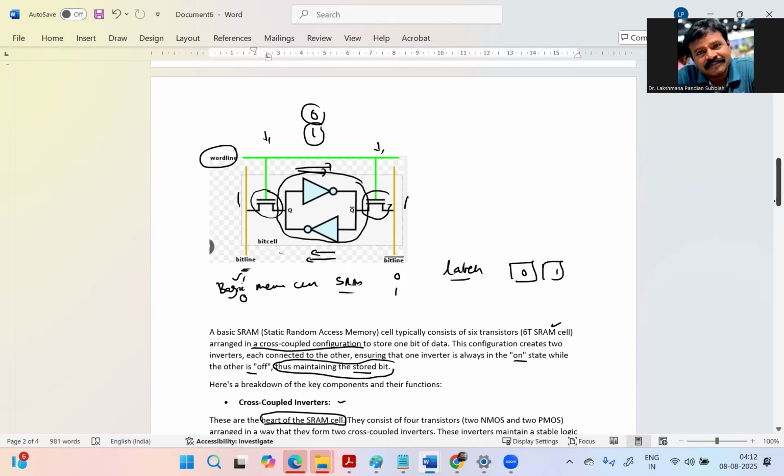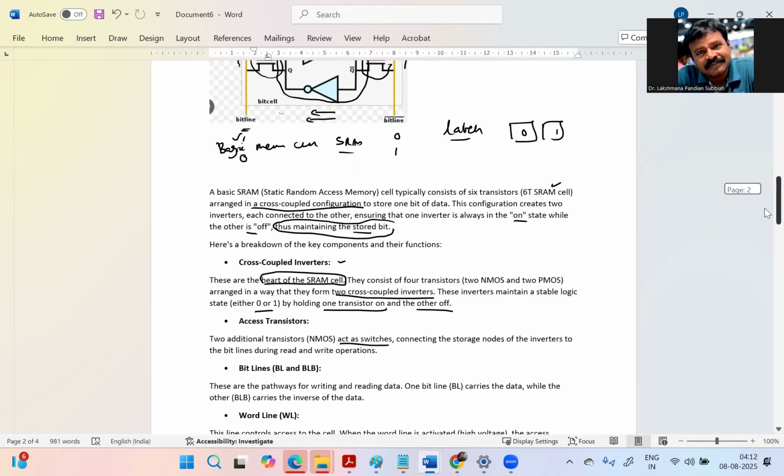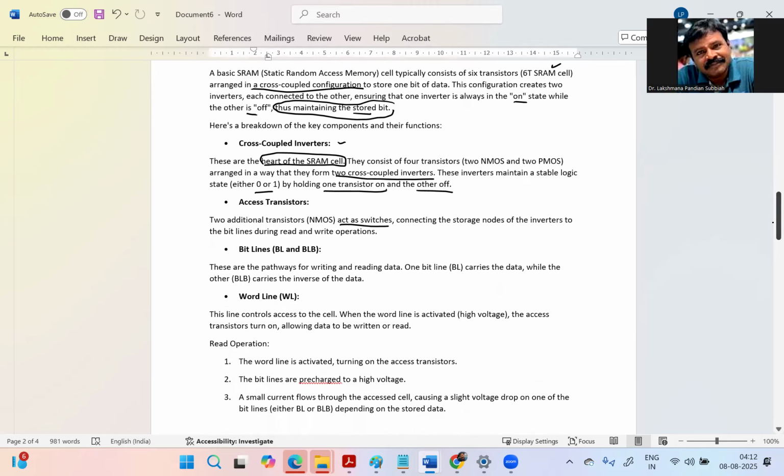While on, a small amount of power only is used for getting the data, right? So that is the SRAM, right? The other both ends act as a switch. So that is two additional NMOS access transistors, right? Here we are applying the word line, connecting the storage node of the inverter to the bit lines during the read and write operation.